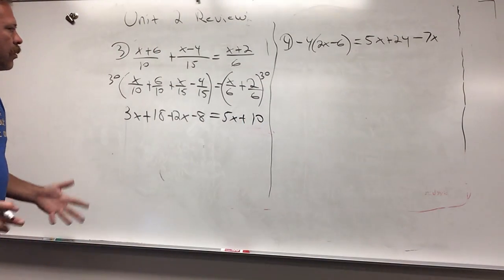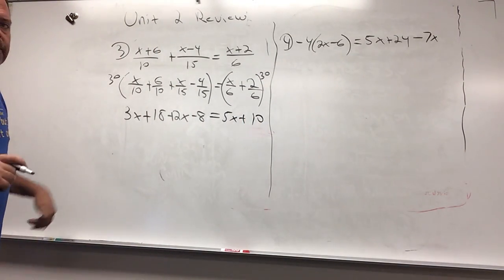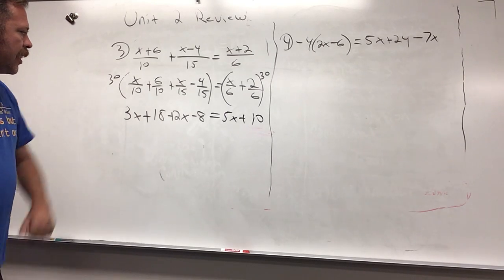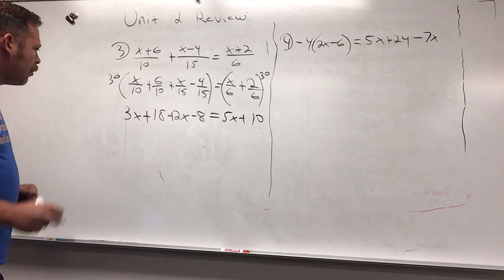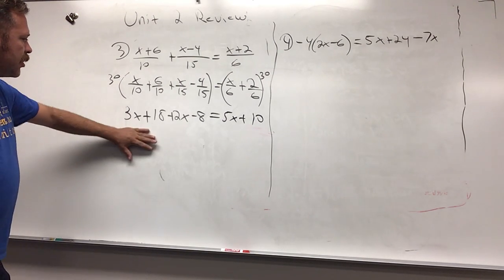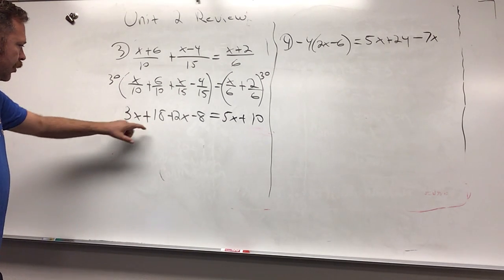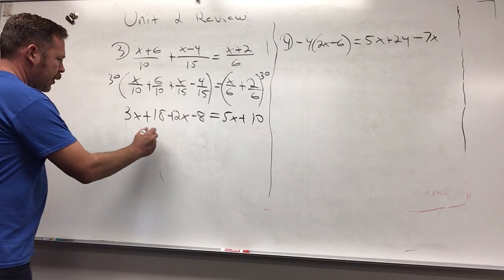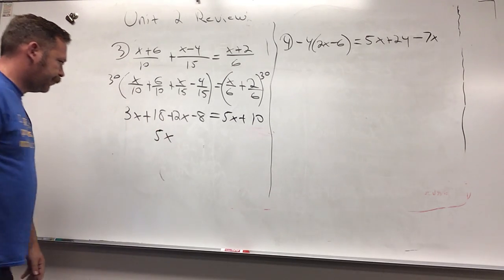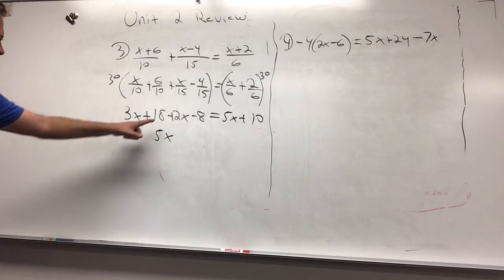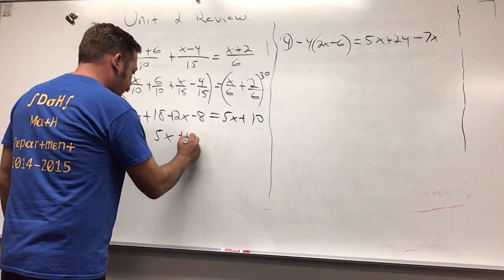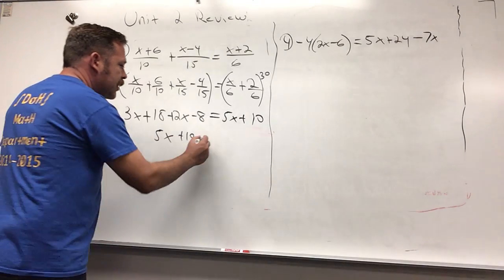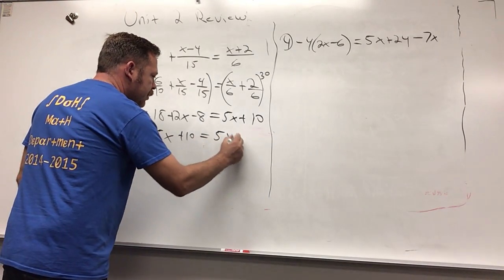So that was cool. All the fractions are gone. It wasn't so bad. And now look at it. We just got a much simpler looking equation. All right, now I'm going to combine all the like terms. There's only like terms to combine on the left side. 3x plus 2x is 5x. Let's see, 18 minus 8 is 10. And on the right side, nothing changes.